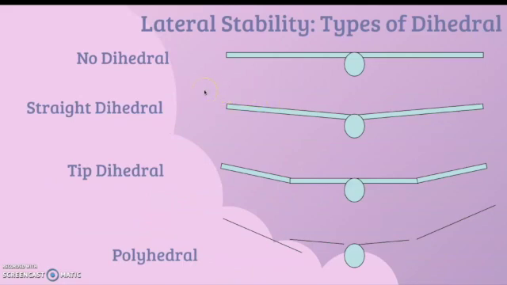So here we have different types of dihedral. So this is that high wing that is naturally stable that we discussed. So that's a no dihedral. Then we have a straight dihedral, which is just two angled pieces of wing, such as that. A tip dihedral, the center is pretty much a no dihedral, but then the tip is what creates the dihedral angle. And then the polyhedral, poorly demonstrated by the line drawing here, is where we have different parts at different angles, so they align differently.